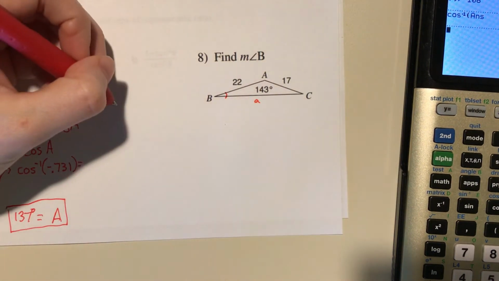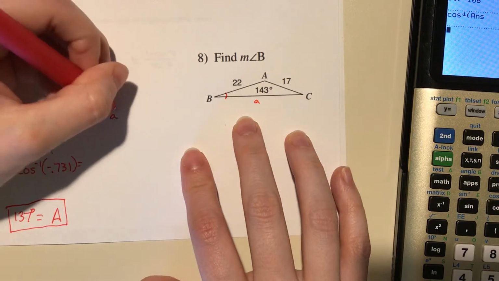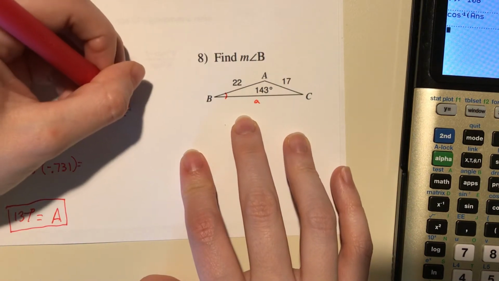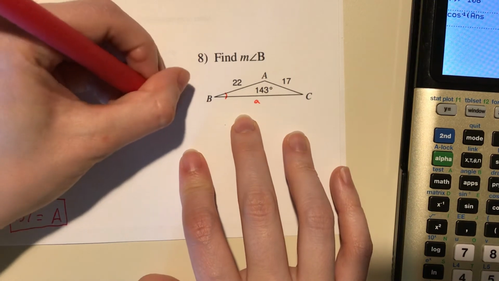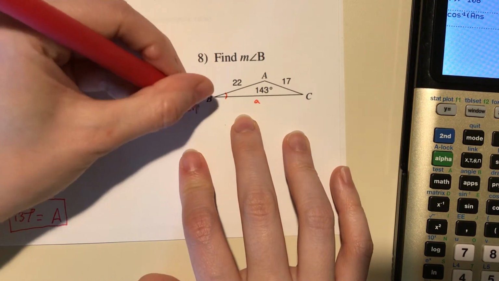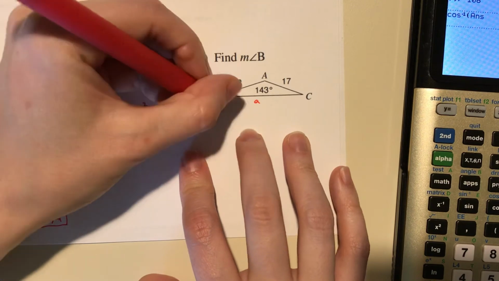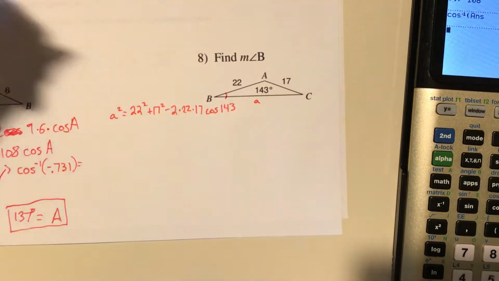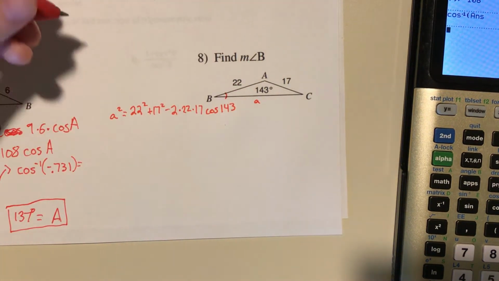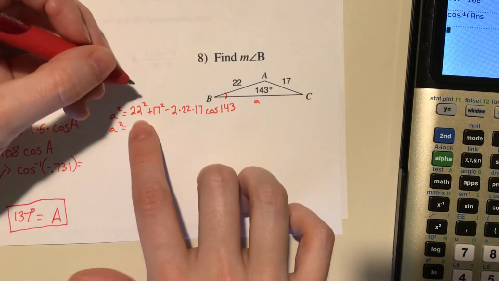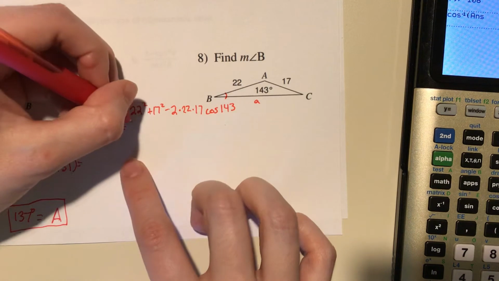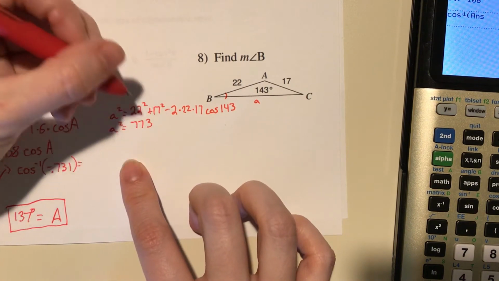We'll use the first law of cosines. So we'll say a squared is equal to b squared plus c squared, 22 squared plus 17 squared, minus 2 times 22 times 17 cosine of 143. So that's going to give us side A. So we'll put that together. So a squared is equal to 22 squared plus 17 squared. That's going to be 773 altogether.